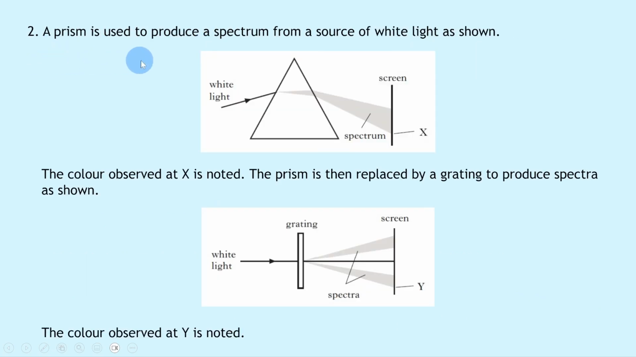Question 2 says a prism is used to produce a spectrum from a source of white light as shown. So we've got white light coming into our prism and then it's splitting into different colours on the screen. We've got the spectrum labelled and I've labelled a part X, and it says the colour observed at X is noted. The prism is then replaced by a grating to produce spectra as shown. So this time we've got the white light incident on our grating, we've got two spectra appearing at either side of the central maximum, and it says the colour observed at Y is noted.